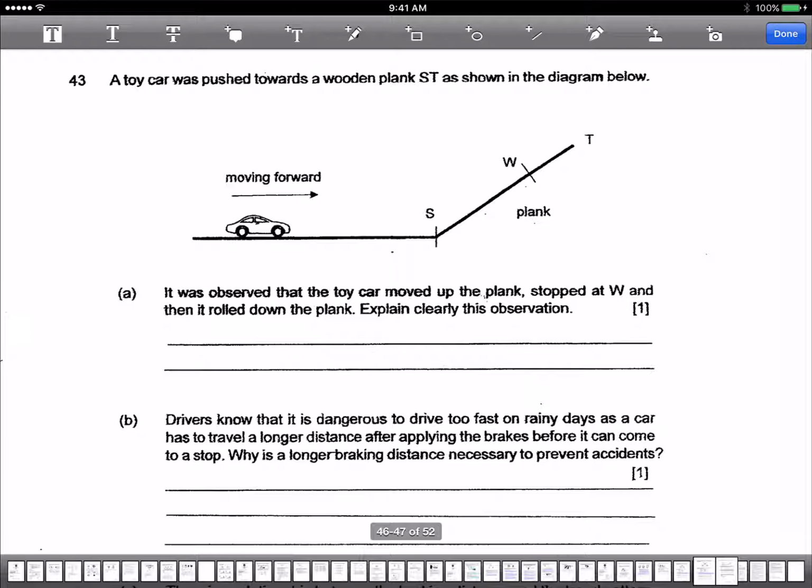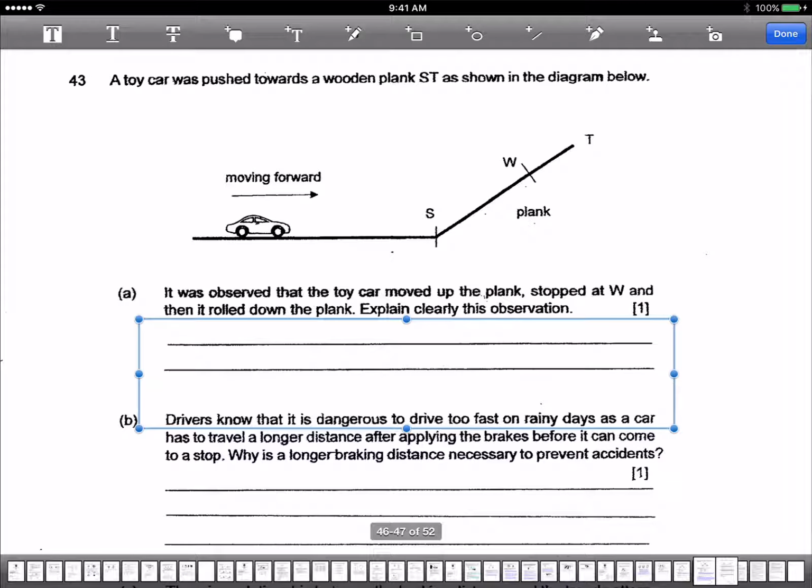Okay, next. The toy car moved on the plank, stopped at W and rolled down the plank. Explain clearly this observation. This kinetic energy got converted to heat energy, thus it would not be able to carry on moving on the slope. Heat energy. Heat and sound. Heat and sound? No. Gravitational force, yeah? Okay, what other forces are there? Friction, very good. So friction and gravity. So we will write down.